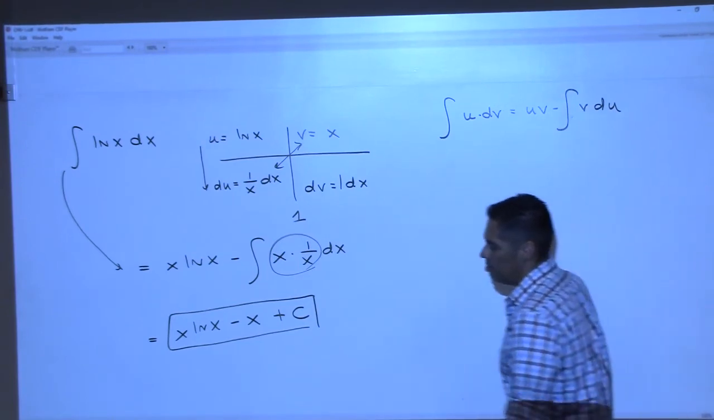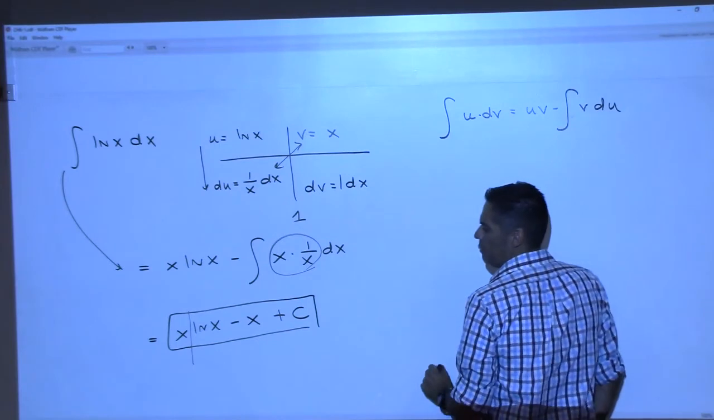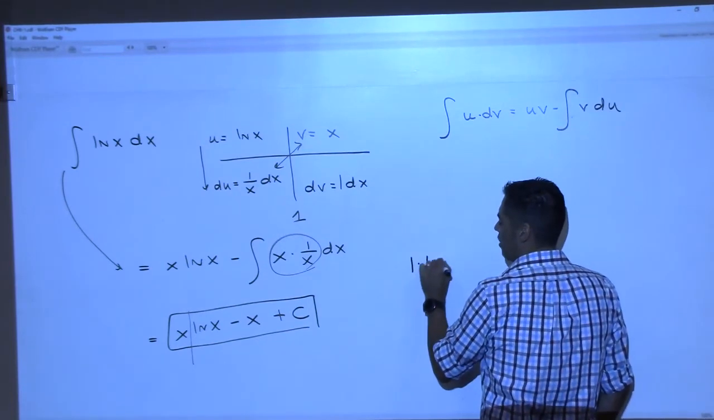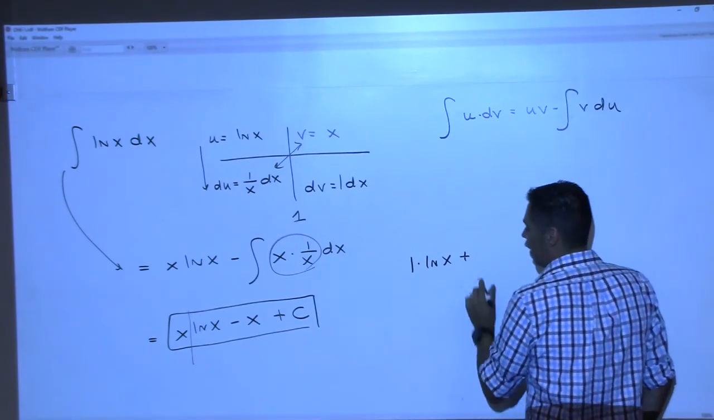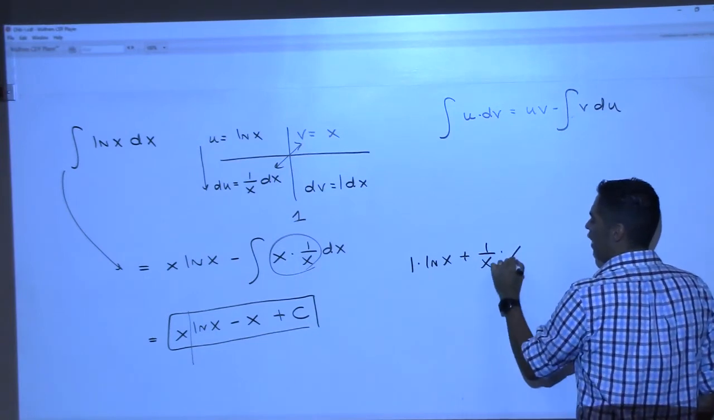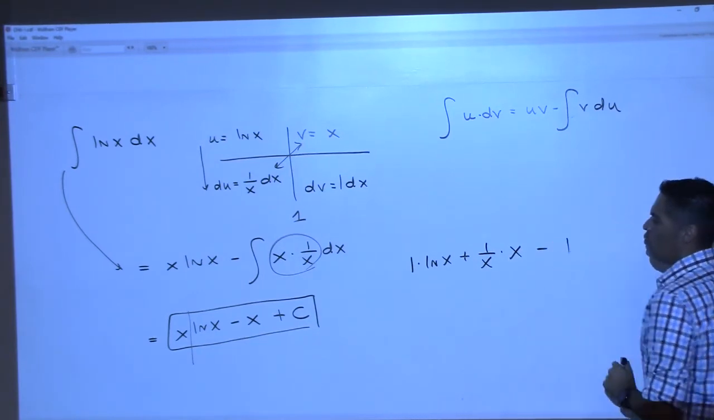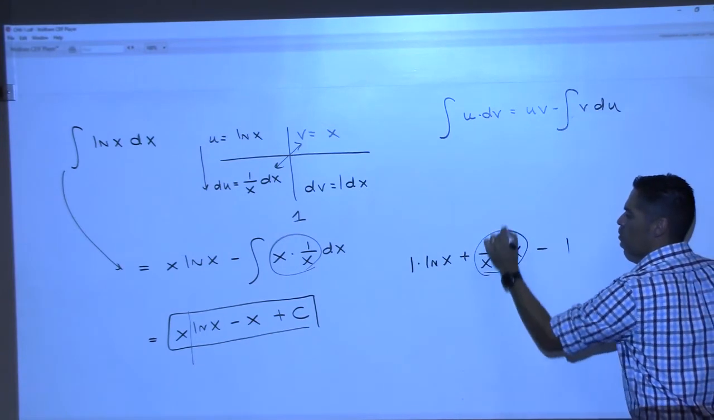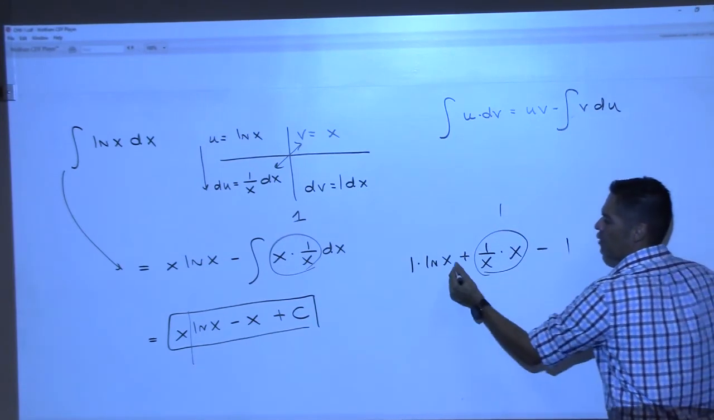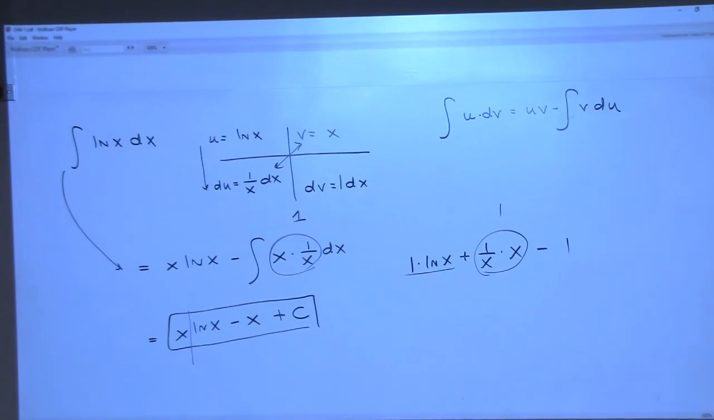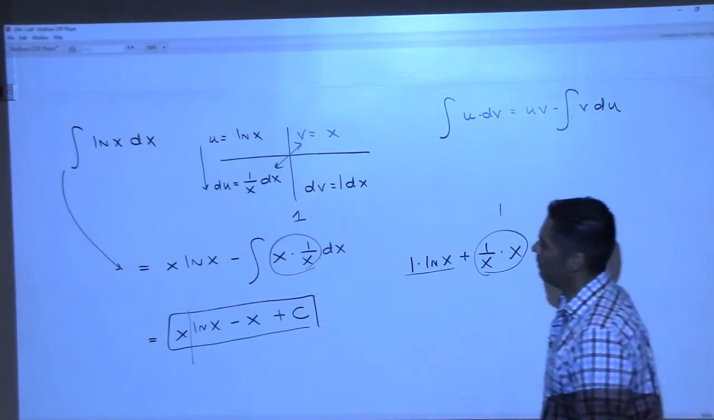How would you check it? Product rule here. Derivative of the first one, 1 times natural log x, plus derivative of natural log of x, 1 over x, times the first one, x, and then minus derivative of x, which is 1. And see, this right here is 1. So 1 minus 1 is 0, and all you're left with is natural log x. So it works.